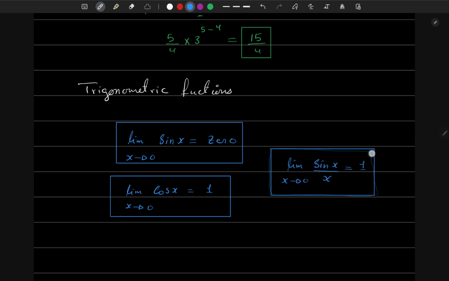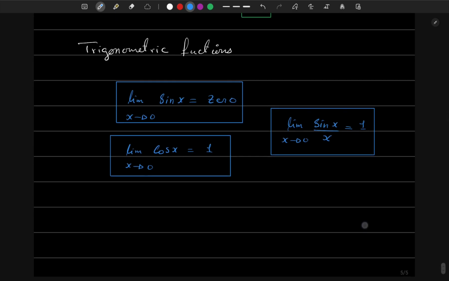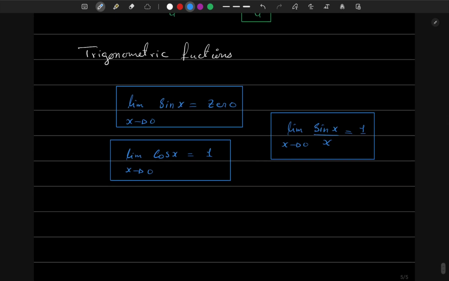Now, if you want me to prove those three rules, I can do so in a separate video, so you can write that in the comment section. But in order to save time, I'm not going to do the proofs here. We're just going to be doing examples.